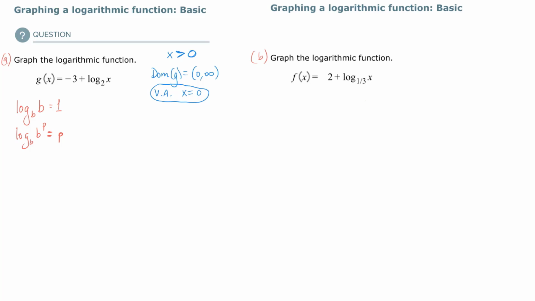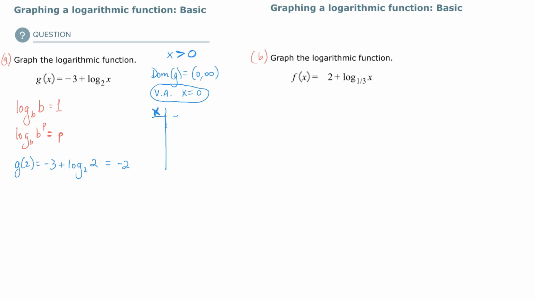So both of these are really, really handy. Why are these handy? Well, let's look at g of 2. If you look at g of 2, what happens? g of 2 is equal to negative 3 plus log base 2 of 2. That's negative 3 plus 1. What's negative 3 plus 1? It's simply negative 2. So then you're starting to organize your values in a t-chart.